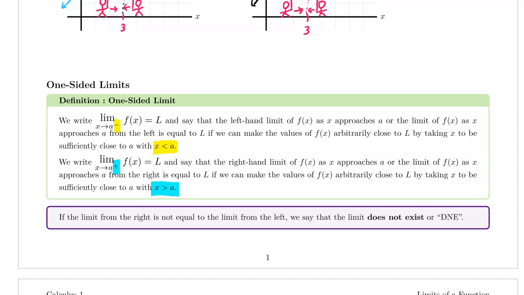And we'll see some examples of that in just a moment. And in this purple box, we have an important note that says if the limit from the right is not equal to the limit from the left, we say that the limit does not exist, and often we will just write capital DNE for a shorthand notation of does not exist. Let's go ahead and take a look at some examples of one-sided limits.